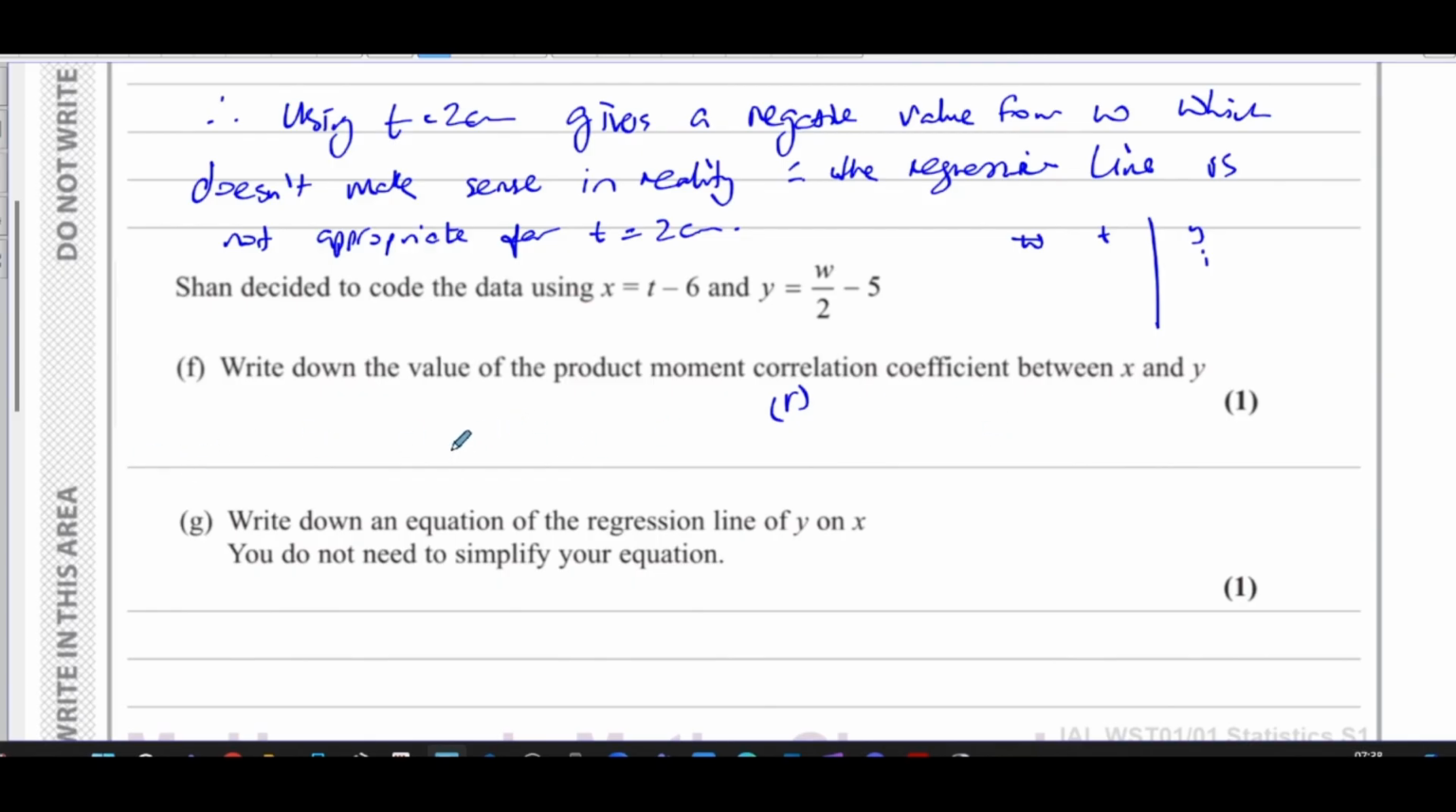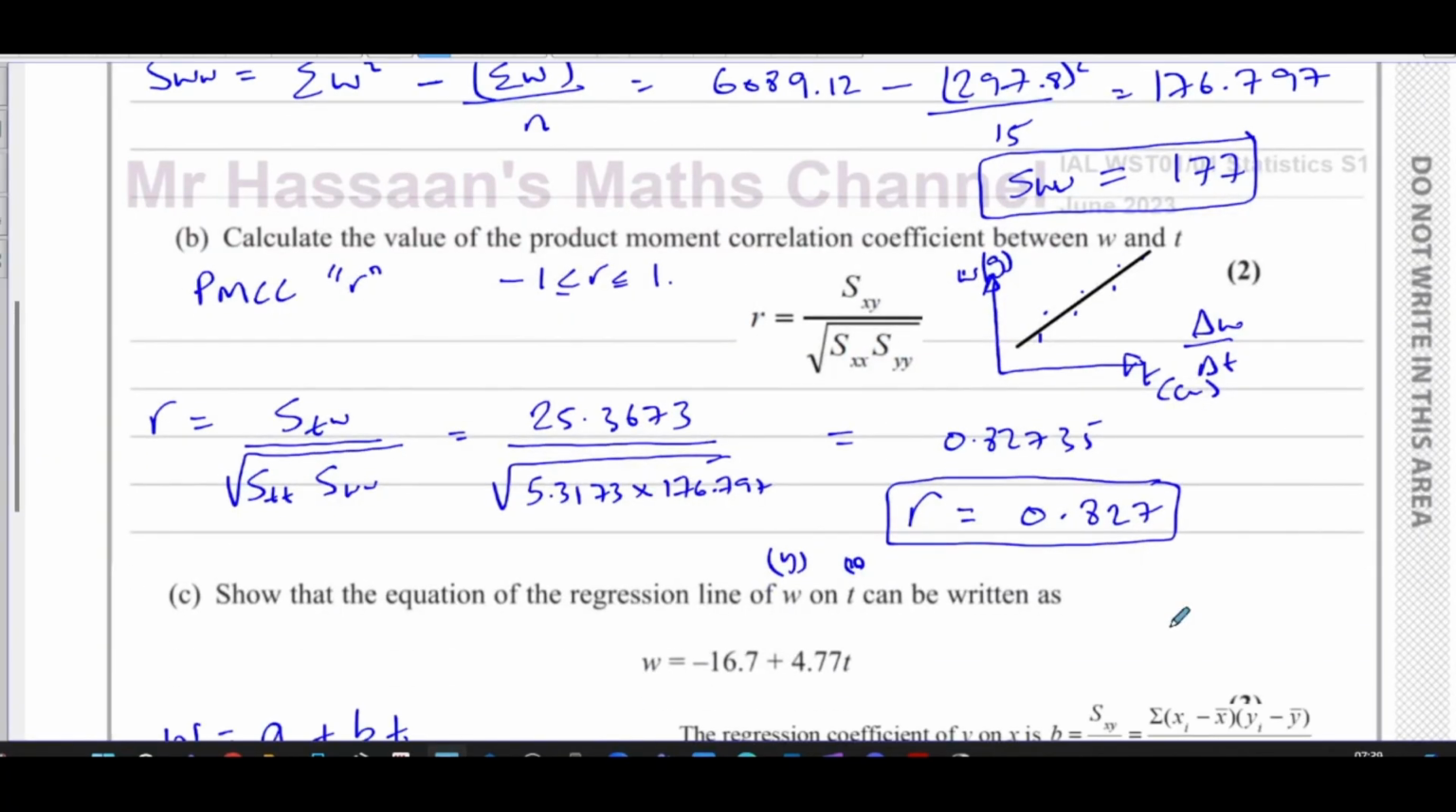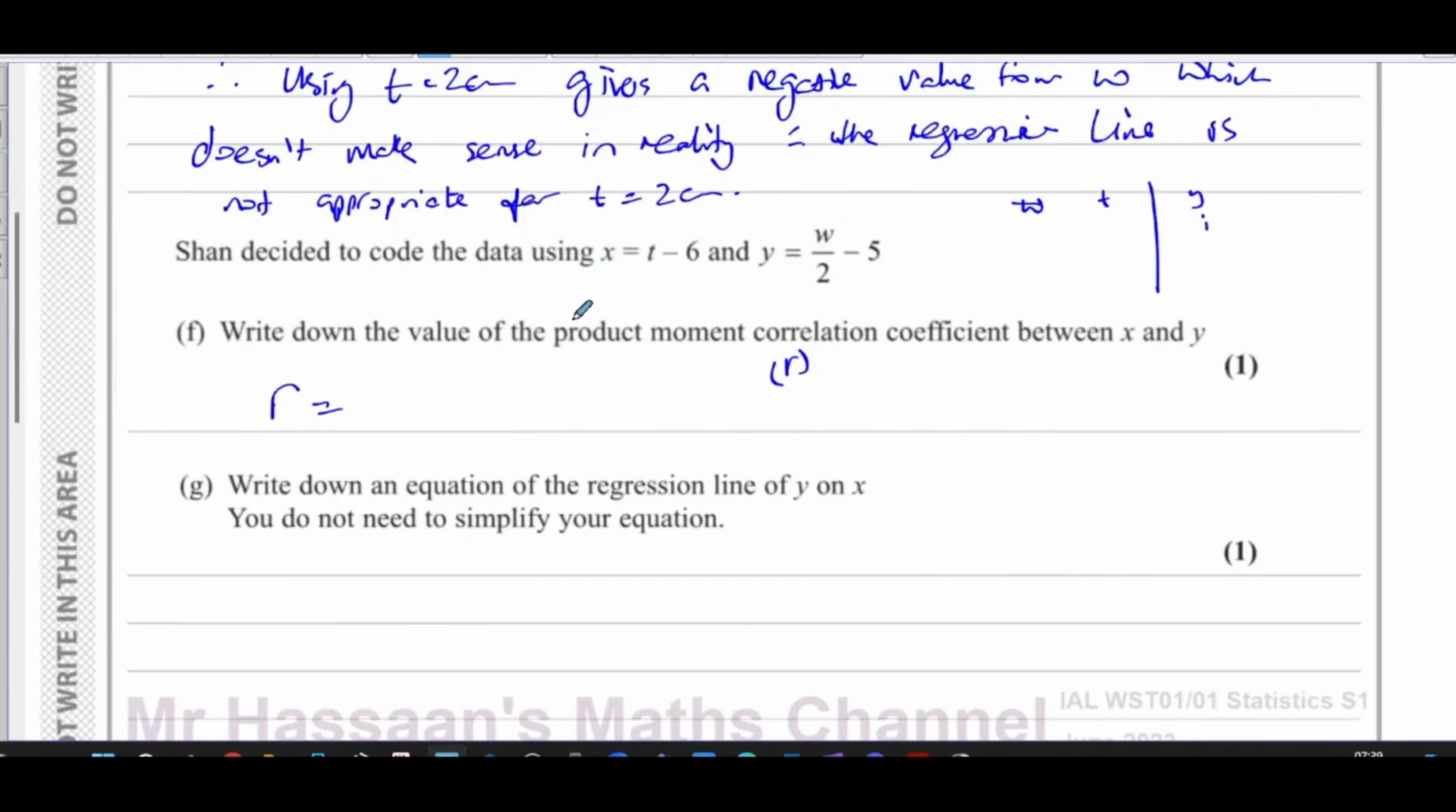Now, what we should understand is that R, the PMCC, is completely unchanged with any type of linear coding. Linear coding means coding that involves addition, subtraction, multiplication or division. If you change the values by these types of operations, it will remain unchanged. So R will be the same value as we found in the previous part of the question, which was 0.827. So we just have to write down 0.827, and that's our answer.